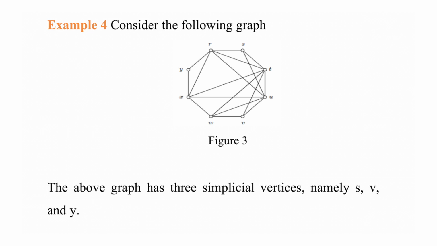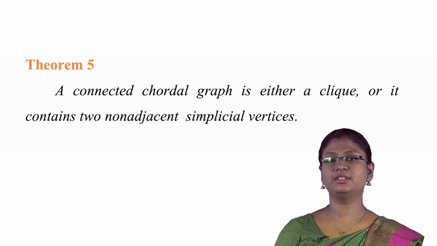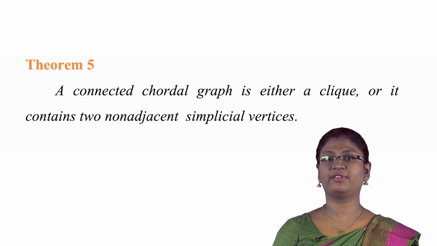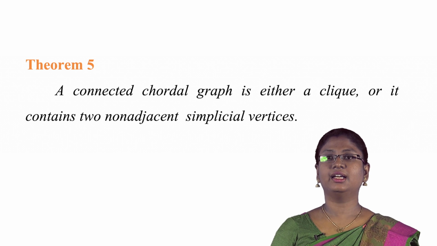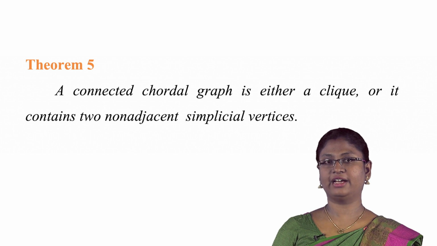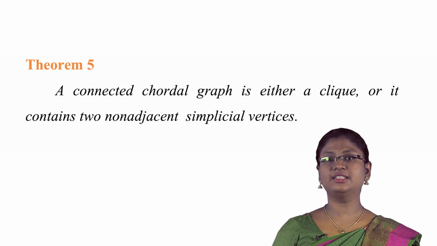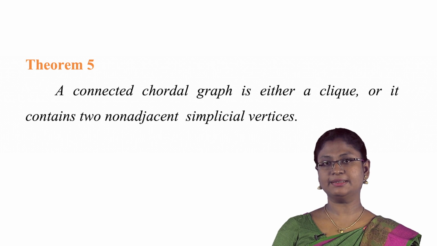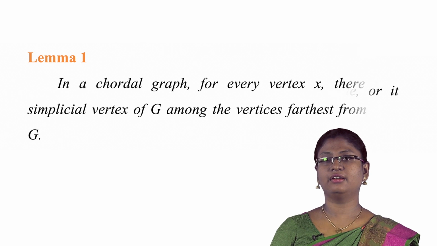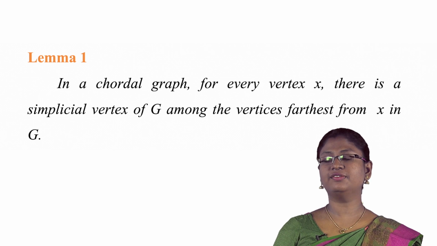Whereas, consider W, the neighboring vertices X and V are not adjacent to each other, which means that W is not a simplicial vertex. We shall see Theorem 5. The statement is: a connected chordal graph is either a clique or it contains two non-adjacent simplicial vertices. As a prelude, we shall prove the following lemma.